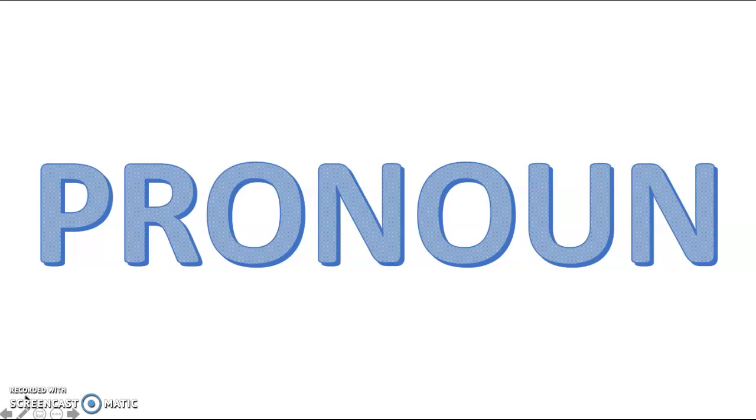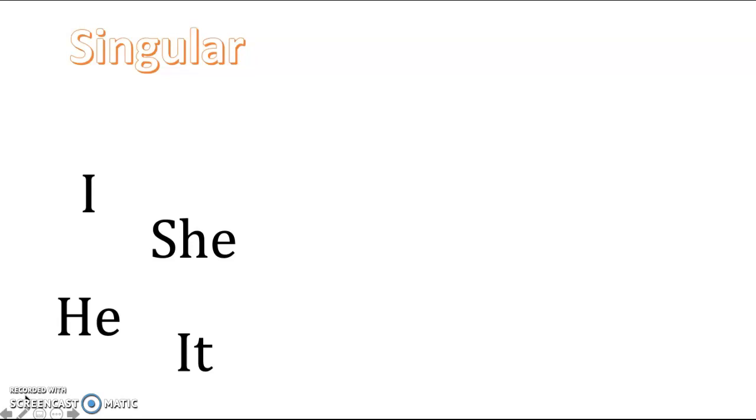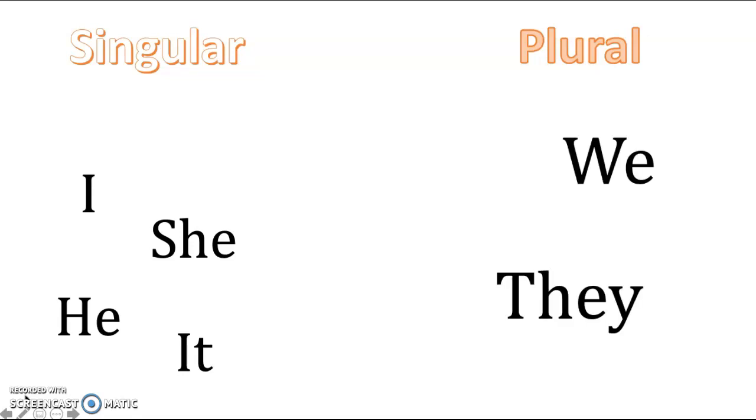Okay, so remember that a pronoun is a word that takes the place of a noun or nouns. Now, earlier in the week, we learned that a singular pronoun talks about one person, place, thing, or animal. Some of these pronouns might be I, he, she, or it. Now there are also plural pronouns, and plural pronouns talk about more than one person, place, thing, or animal. Some plural pronouns might be we or they.